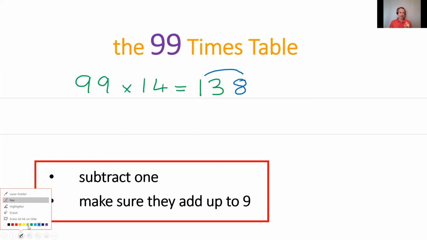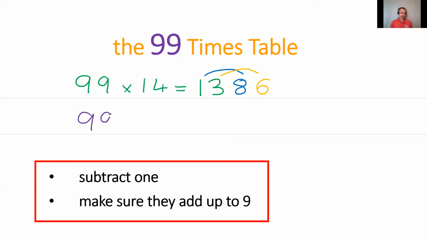And what else makes 9? We've got 3 and 6 make 9. So the answer is 1,386. If you buy 14 things at the 99p shop, it costs £13.86. Let's see one more example, 99 times by 75.